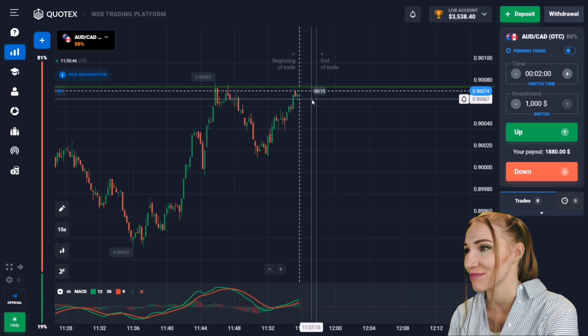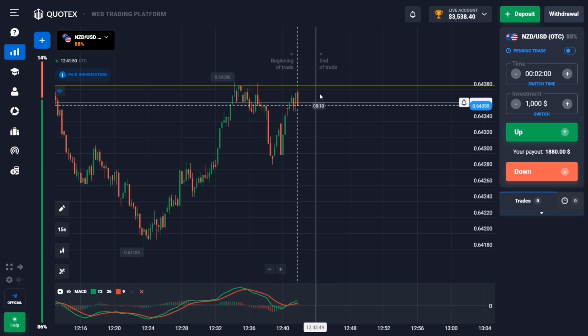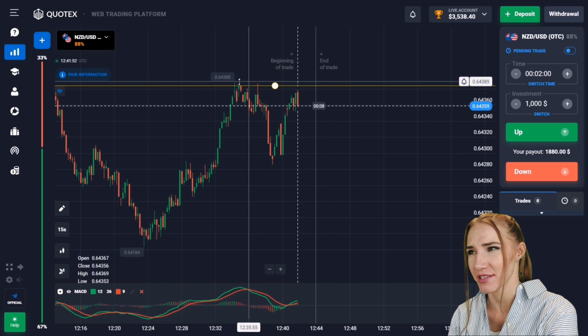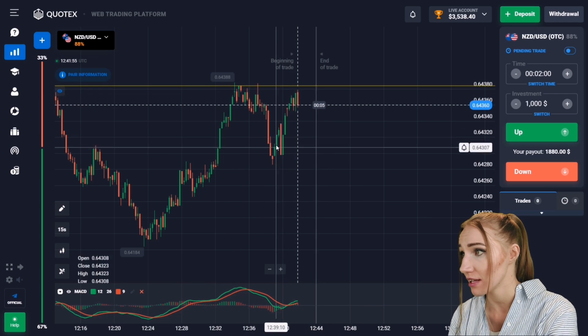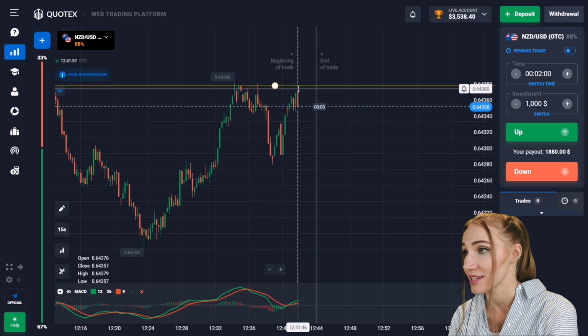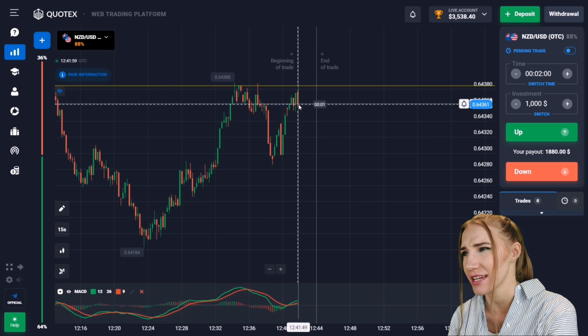Let's find the last transaction for today. So I will find something very amazing. So guys, here you can see a similar situation. This is the resistance level, and after the bounce, the price is again moving towards this level and kind of sticking to this level, yeah?